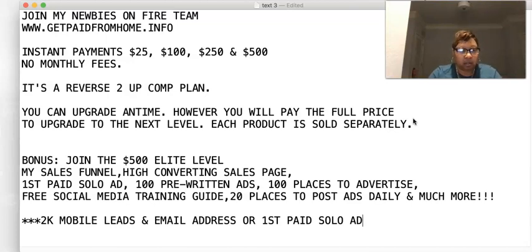Okay, on each level, yes, not just your second and fourth sale across the board. It's the second and fourth on each level. The second and fourth on the $25 level, the second and fourth on the $100 level, the second and fourth on the $250 level, and the second and fourth on the $500 level. That's a lot of money.